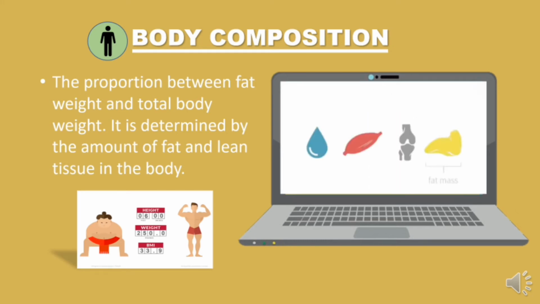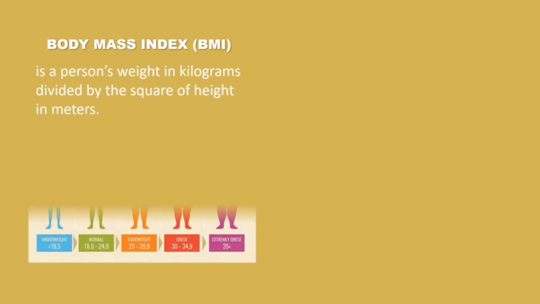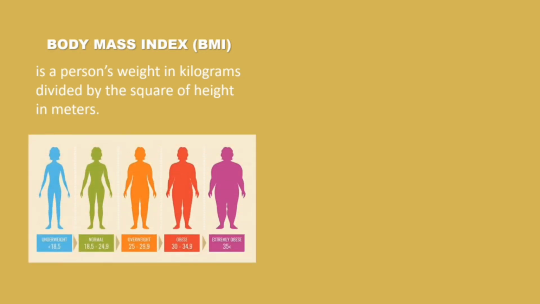So how are we going to measure one's body composition? There are two ways to measure our body composition. The first one is what we call body mass index or BMI. BMI is a person's weight in kilograms divided by the square of height in meters, and the BMI may also be determined using a table or chart to categorize a person as underweight, normal weight, overweight, or obese based on his or her weight and height.